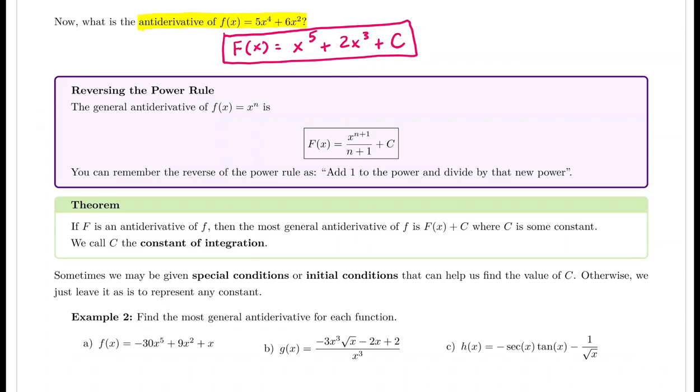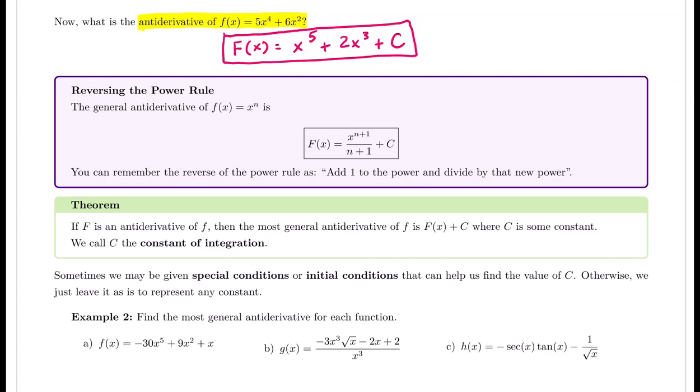So, when we reverse the power rule, the general antiderivative of f of x equals x to the nth power is capital F of x is equal to x to the n plus 1 power divided by n plus 1 plus capital C. You can remember the reverse of the power rule as: add 1 to the power and divide by that new power. Here's a theorem.